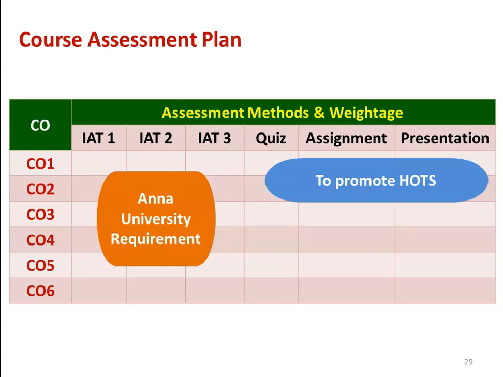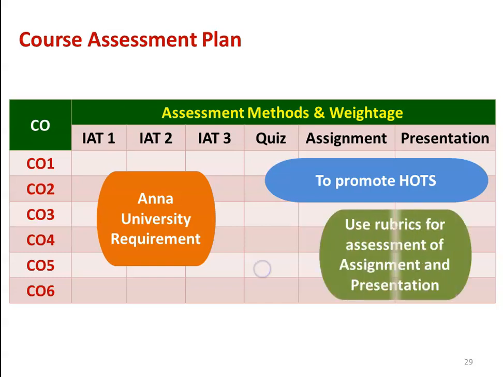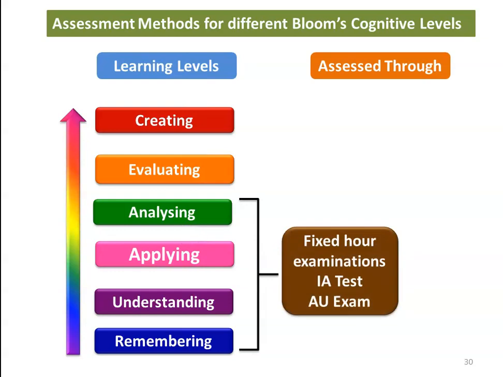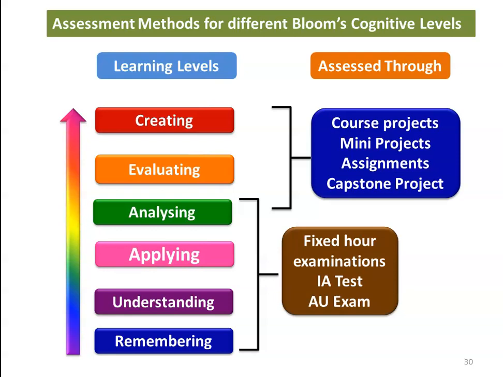And for the presentation also, they have to make a proper presentation. They have to write a report, and they have to make the presentation using the PPT. And use rubrics for assessment of assignment and presentation. Then only you can effectively promote the higher order thinking skills in the student's mind. And these are all the six Bloom's levels: remembering, understanding, applying, analyzing, evaluating, and creating. The first three, to some extent analyzing also, you can include in the fixed level examination, that is the IA test or the university examination. And the last three, analyzing, evaluating, and creating, you can very much assess through the course project, mini project, assignment, and the capstone project.